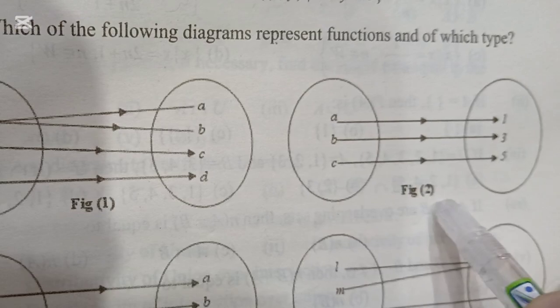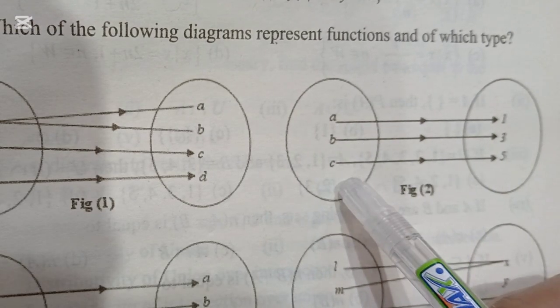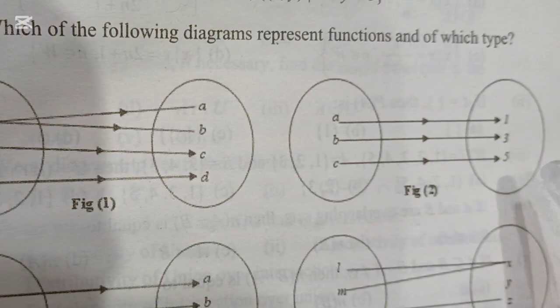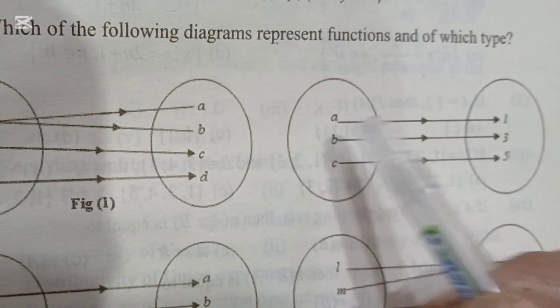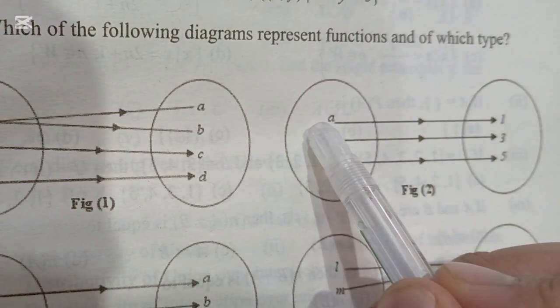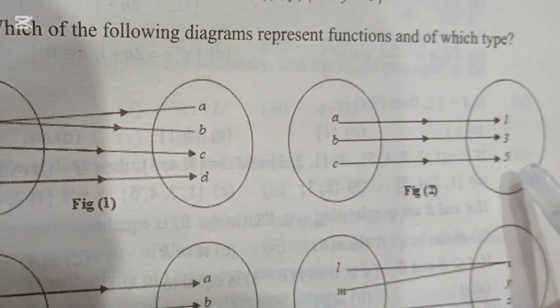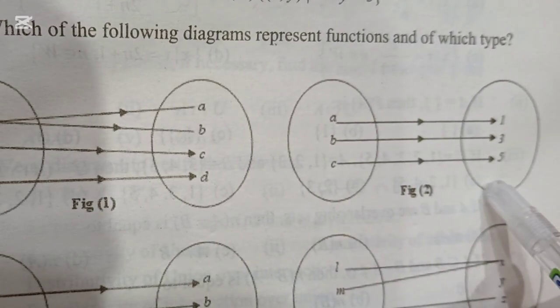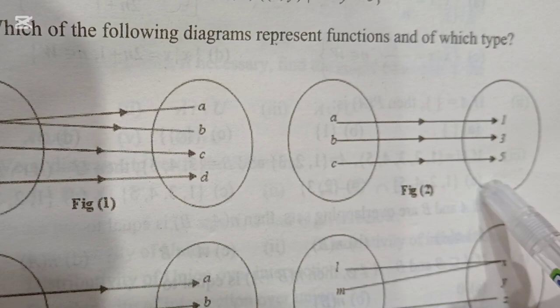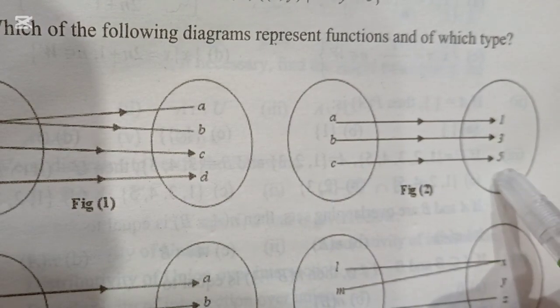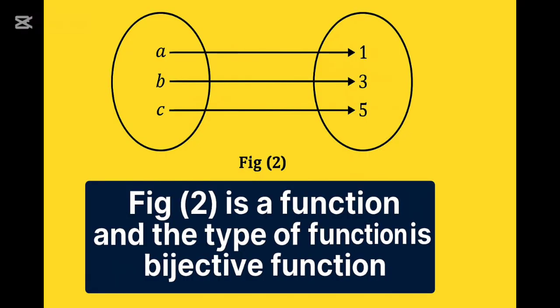Now let us consider the figure 2. A, B, C are the inputs. 1, 3, 5 are the outputs, and we can see clearly that every input have its unique output. Means A input have its output 1, B input have its output 3, C input have its output 5. So it is a function, and now we have to name the type of the function. It is a bijective function because every input have its unique output. So figure 2 is a function and the type of function is a bijective function.